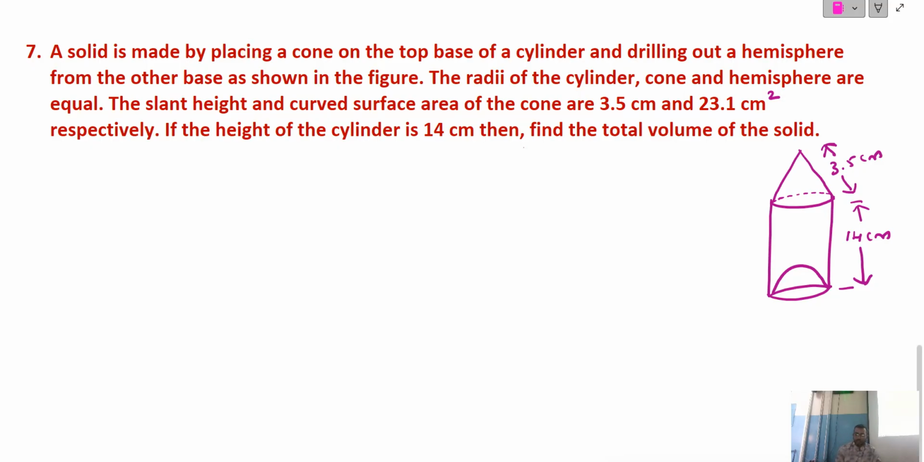Now let me study step by step. We have one solid. This solid, how have we made it? It is made by placing a cone on the top of a cylinder. It means I have one cylinder, and on this cylinder I have placed one cone. Now what I am doing, I am drilling out a hemisphere from the other base. On one base, I have put a cone. On the other base of the cylinder, I am drilling out a hemisphere.